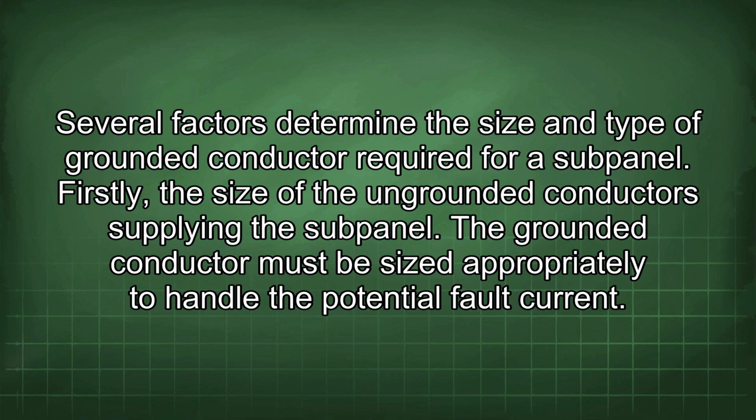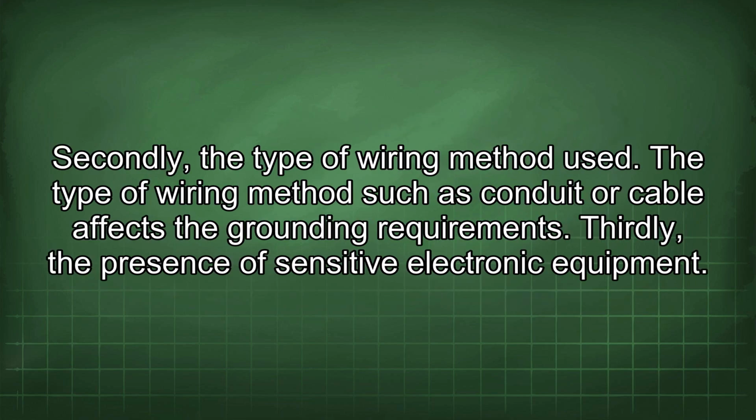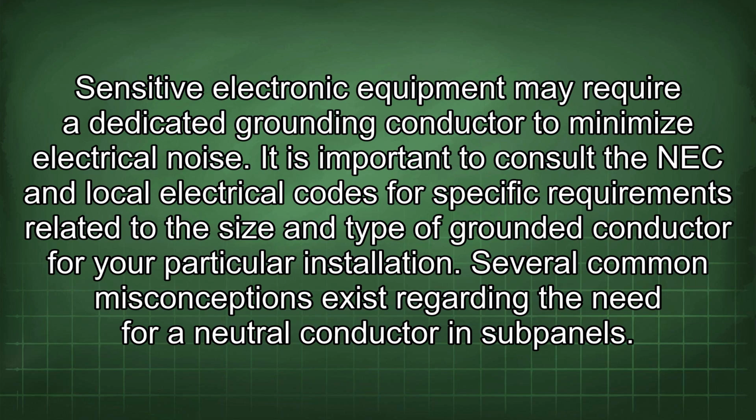The grounded conductor must be sized appropriately to handle the potential fault current. Secondly, the type of wiring method used. The type of wiring method such as conduit or cable affects the grounding requirements. Thirdly, the presence of sensitive electronic equipment. Sensitive electronic equipment may require a dedicated grounding conductor to minimize electrical noise. It is important to consult the NEC and local electrical codes for specific requirements related to the size and type of grounded conductor for your particular installation.